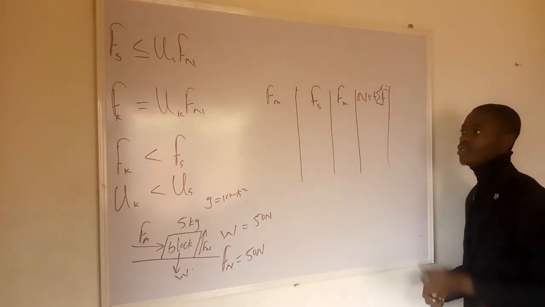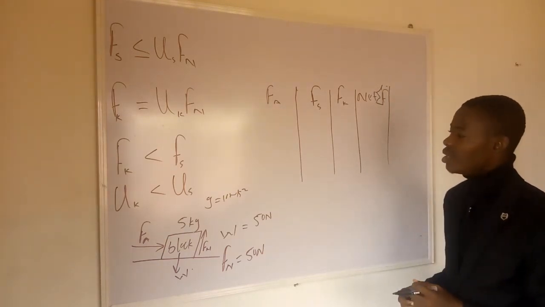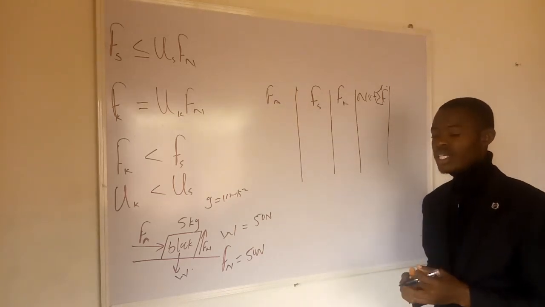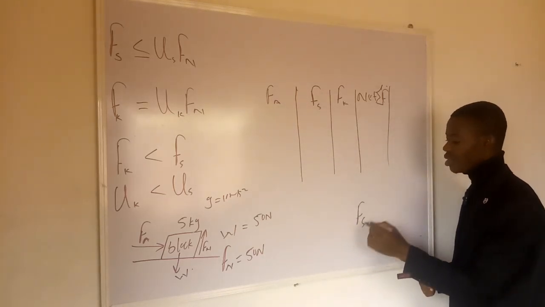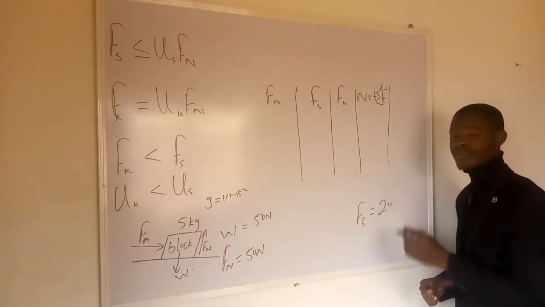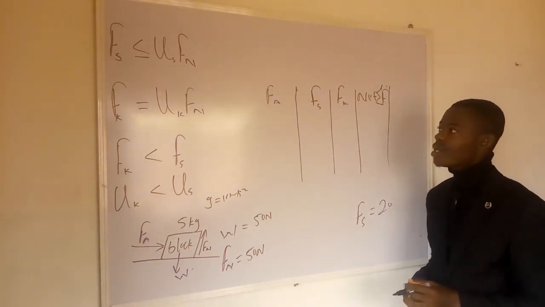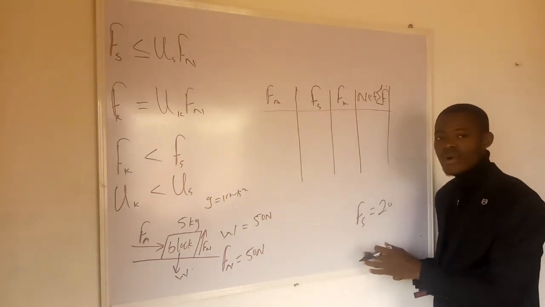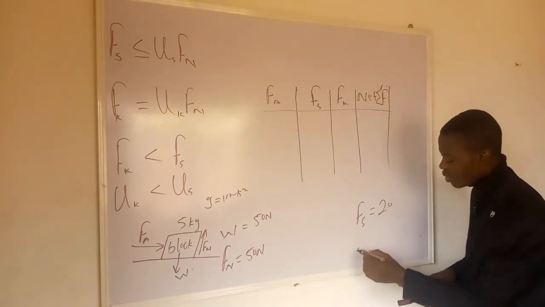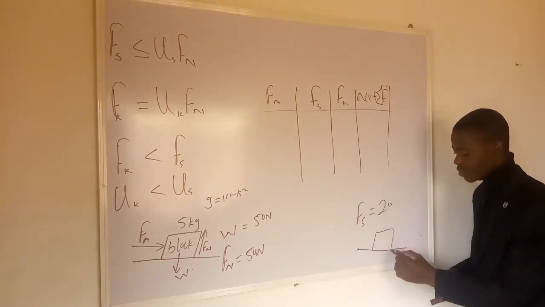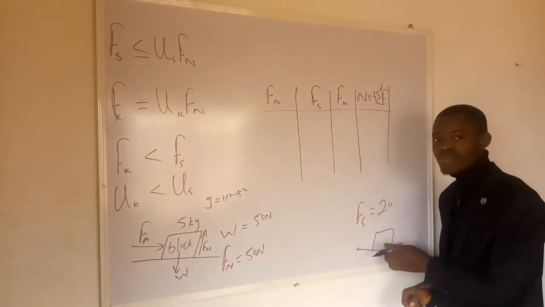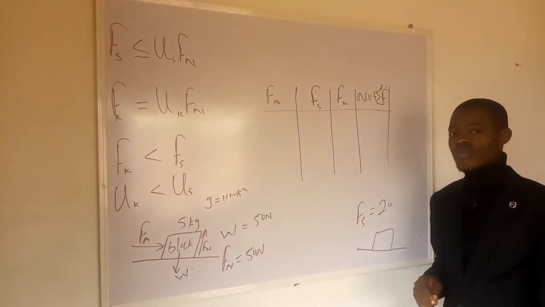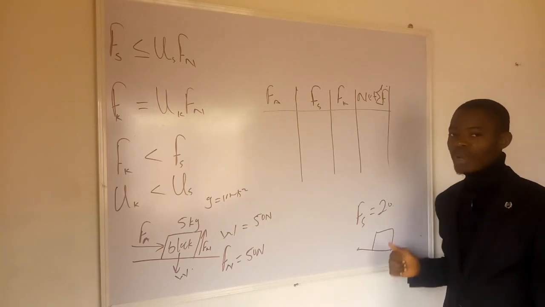Perfect. Now, let's say the static friction of a particular object is 20 Newton. F sub S is equal to 20 Newton. Now, assuming this is the object and it is on a horizontal surface, we want to put this object in motion. Then an applied force of 10 Newton is applied to this object.